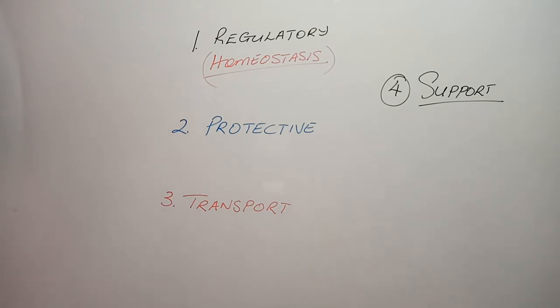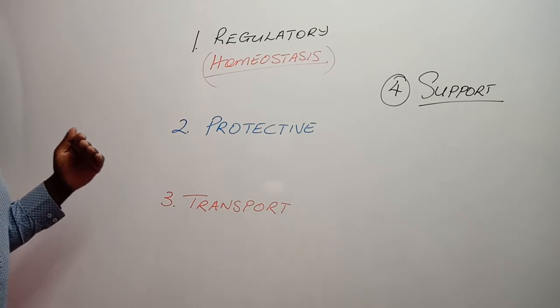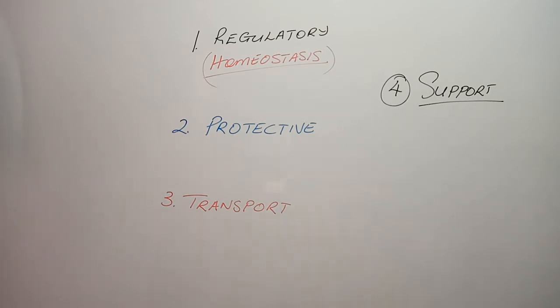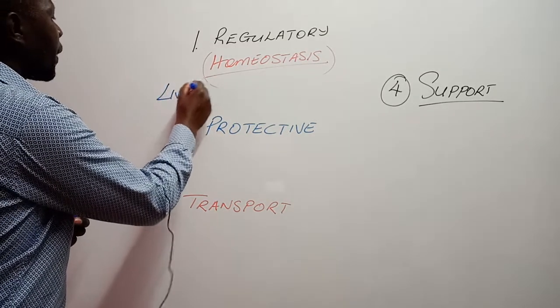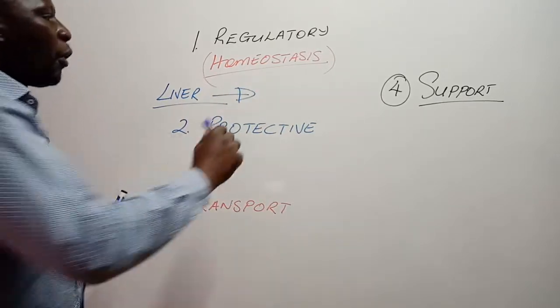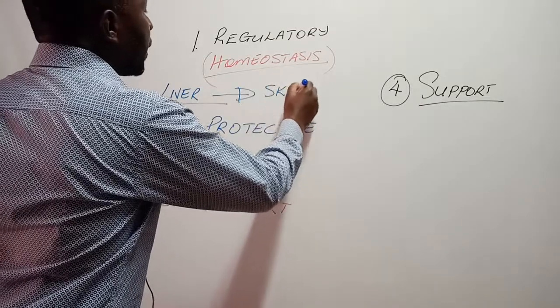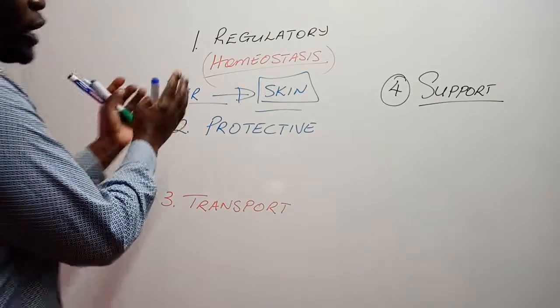The liver generates heat. Heat is made in the liver. So blood transports heat from the liver to the skin. The point of manufacture is the liver, and the point of exit or excretion is the skin. So this process manages to regulate heat.